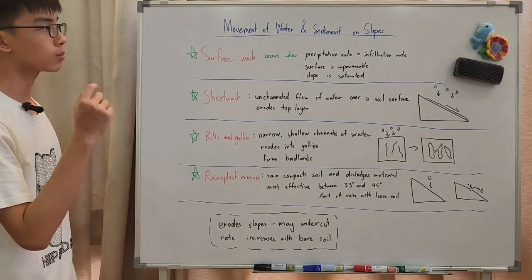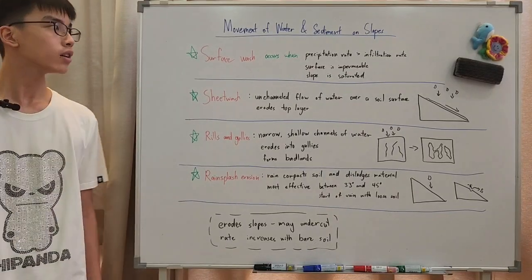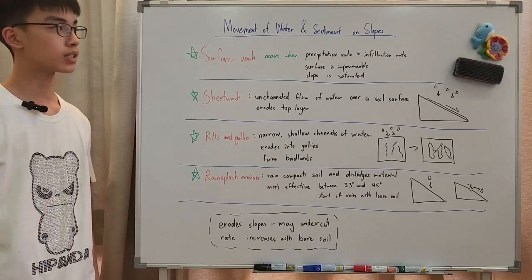Hi everyone, let's talk about the movement of water and sediments on slopes. So the first thing is surface wash, also known as surface runoff.